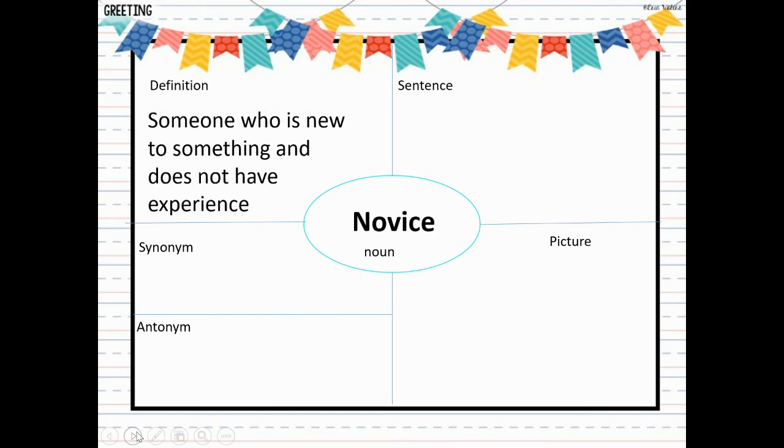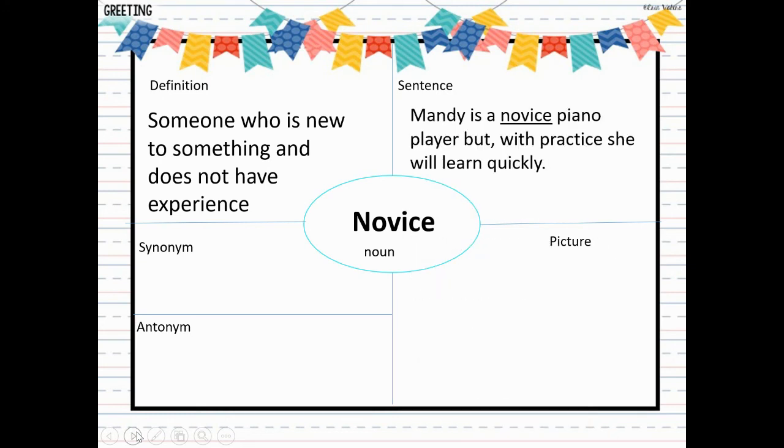Our next vocabulary word was the word novice. Novice is someone who is new to something and does not have experience. Mandy is a novice piano player, but with practice, she will learn quickly. So she's new or has not done it, but will practice. With practice, she'll learn quickly.